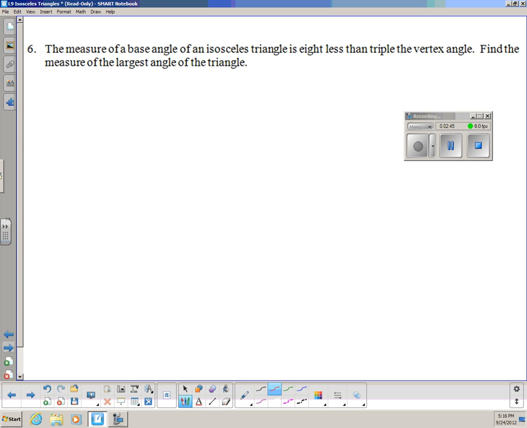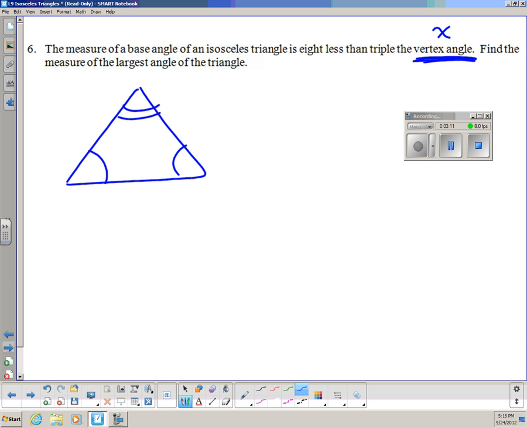Number 6 says the measure of a base angle of an isosceles triangle is 8 less than triple the vertex angle this time. Find the measure of the largest angle of the triangle. So, I have my isosceles triangle again. I have two base angles and the vertex. But this time it says the measure of the base angle is 8 less than triple the vertex angle. The vertex angle is coming at the end of the sentence. I will call that x.